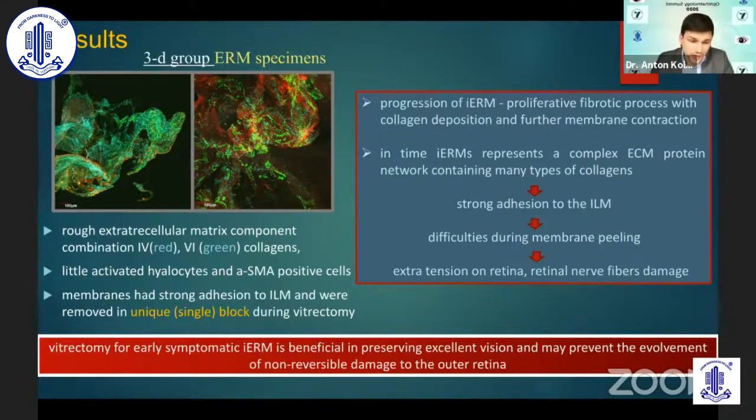In the current study, we showed that progression of ERM can be considered as a proliferative fibrotic process with collagen deposition and further membrane contraction. Increased expression of transforming growth factors induces differentiation of different cells into myofibroblast-like cells, granting ERM their contractile properties. The ERM also represents many types of collagens.